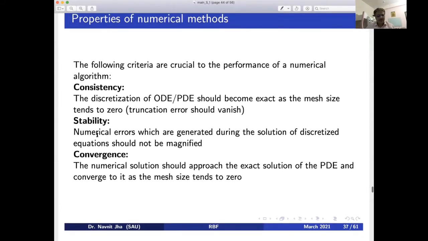Stability stands for numerical errors which are generated during the solution of discretized equations should not magnify. And convergence is basically the solution should approach the exact solution of the ODE or PDE if the mesh size is approaching very, very close to 0. Now, in case of elliptic problem, whether ordinary differential equation or elliptic equation, you can establish convergence theory. Convergence is stronger.